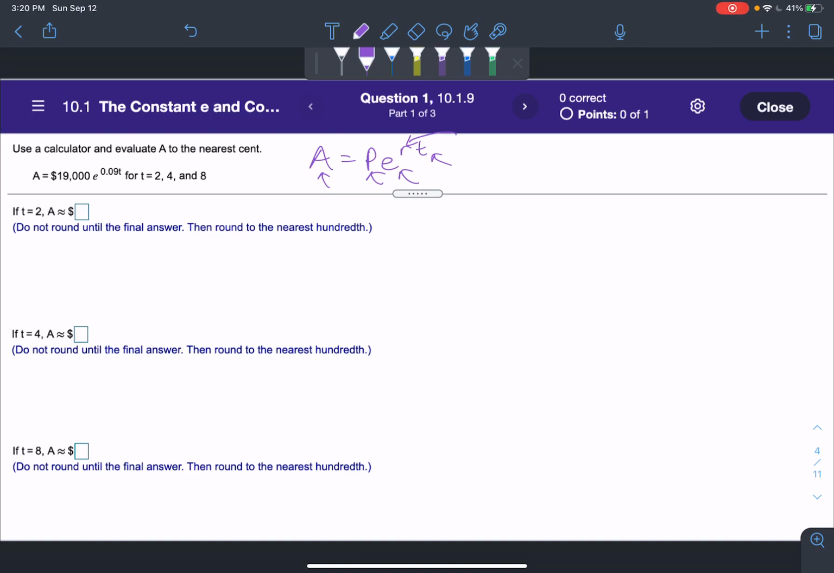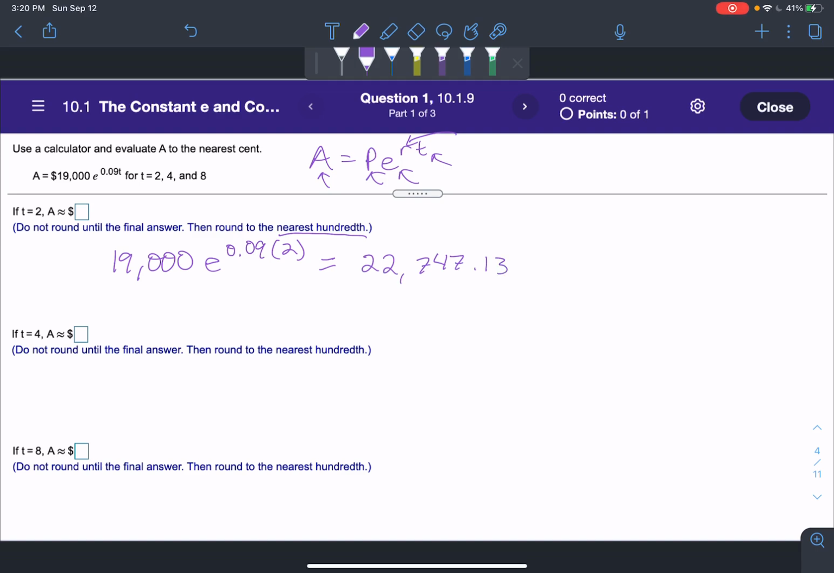So this first question we have, if t is equal to 2, what is my amount? So if I use 19,000 e to the 0.09, all I have to do is just plug in that 2 for t. And then the question wants us to round to the nearest hundredth. So if we plug this into the calculator, let's see, I got 22,747.13.